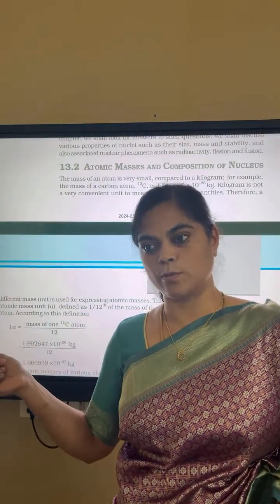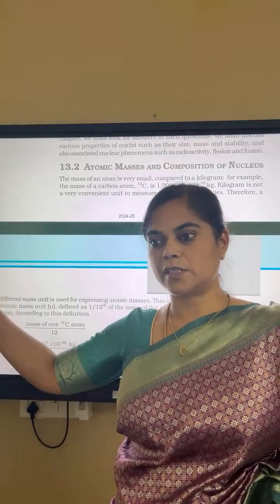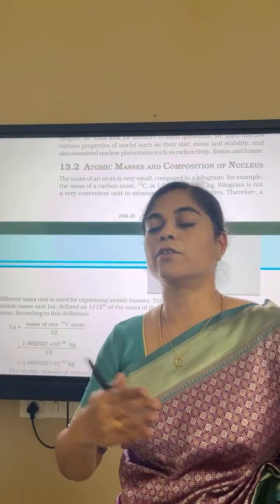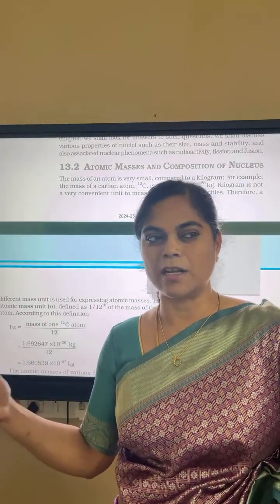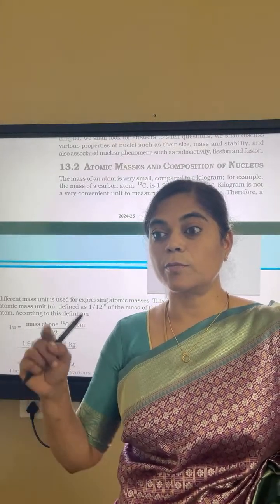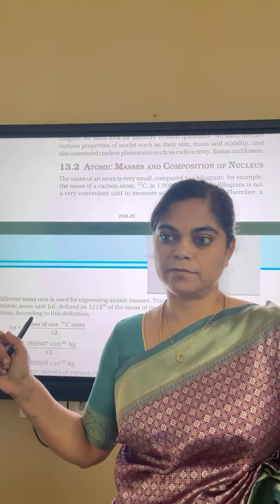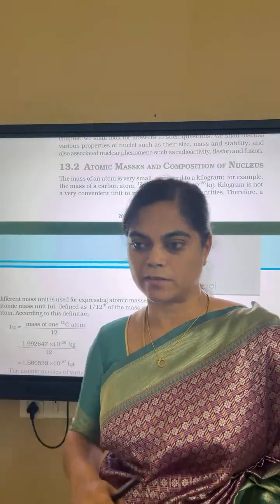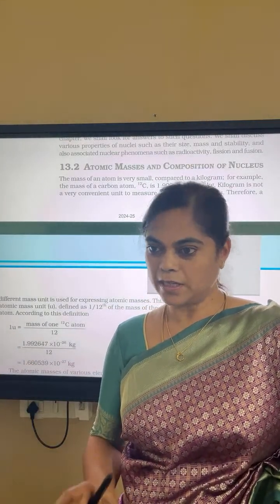That mass number is 2. Then 1 point something by 100 into 3. Then we just add, simplify and add. The resultant will be 1.0008. So 1.0008 will be the atomic mass unit of hydrogen. Clear or not?